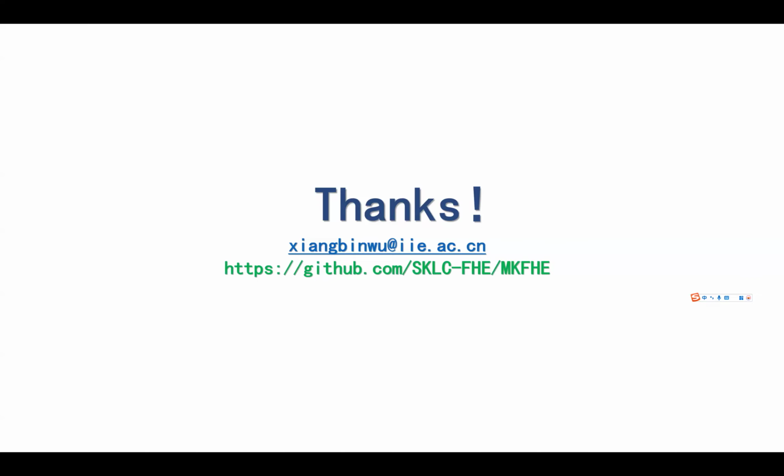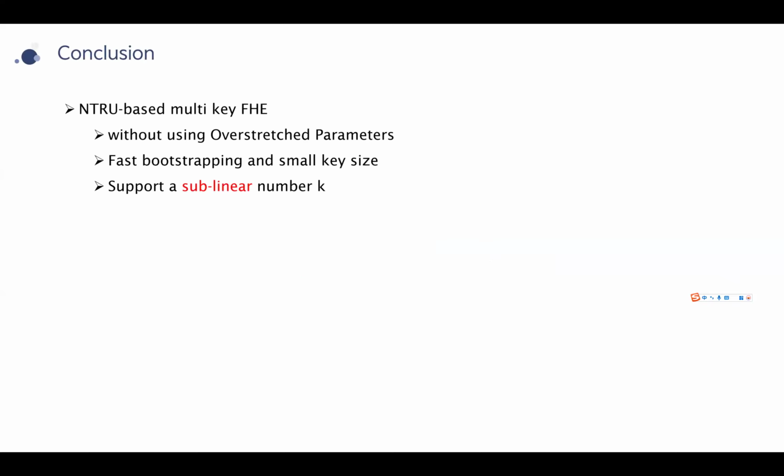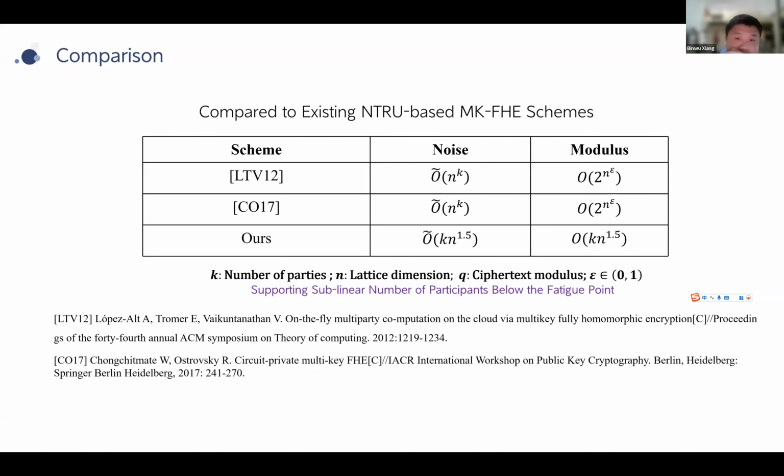I have a question. What is the main difference in design between your work and the previous NTRU-based work? Okay. In my opinion, the main difference is that the previous NTRU-based schemes like LTV generate their multi-key ciphertext by directly multiplying their single-key ciphertexts, so that their ciphertext length is constant, but their noise grows exponentially with the party number.